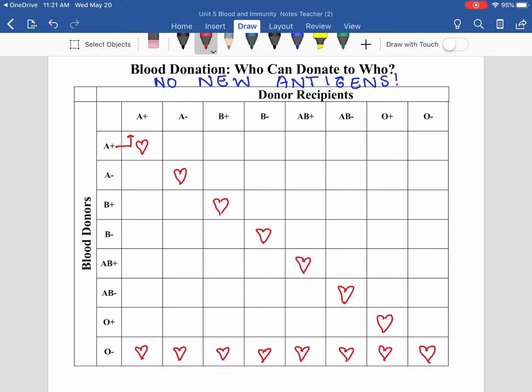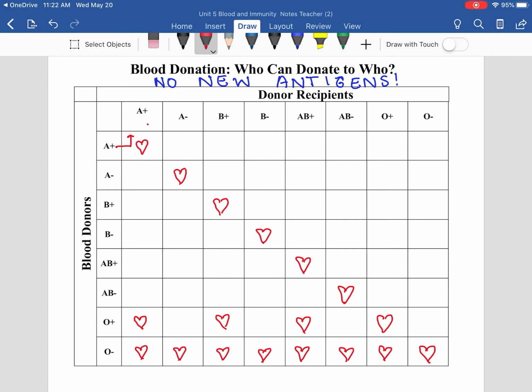Okay. All right, now we have to start thinking a little bit more careful. Let's look into the RH factor. So the difference between O negative and O positive is that O positive has the RH antigen, RH positive antigen. RH positives cannot donate to an RH negative because that would be introducing a new antigen. Okay, so O can donate to anybody that has the positive RH antigen. Okay, so see what I'm doing here. I'm skipping any of the negatives.